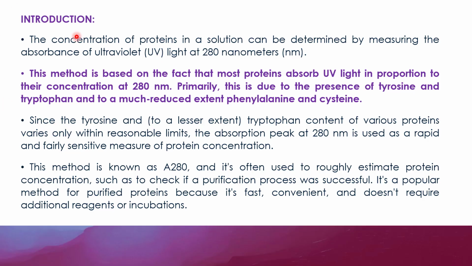So first of all, the concentration of proteins in a solution can be determined by measuring the absorbance of UV light at 280 nanometers. What we have to note is that this method is based on the fact that most proteins absorb UV light in proportion to their concentration at 280 nanometers, and primarily this is due to the presence of tyrosine and tryptophan, and to a much reduced extent phenylalanine and cysteine.